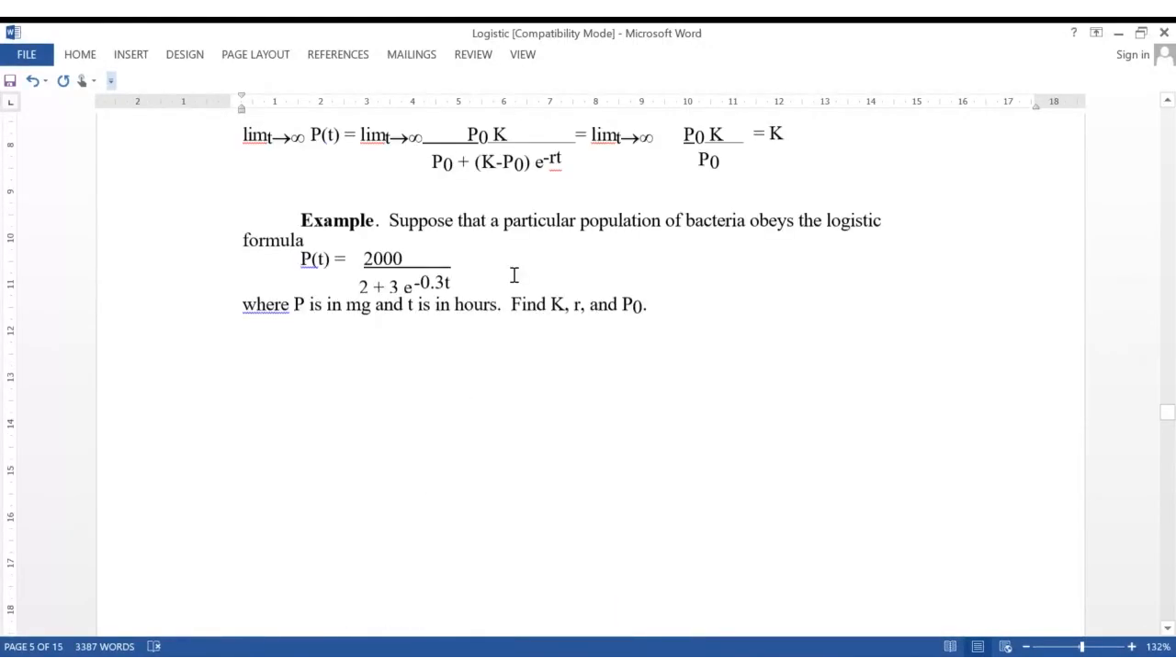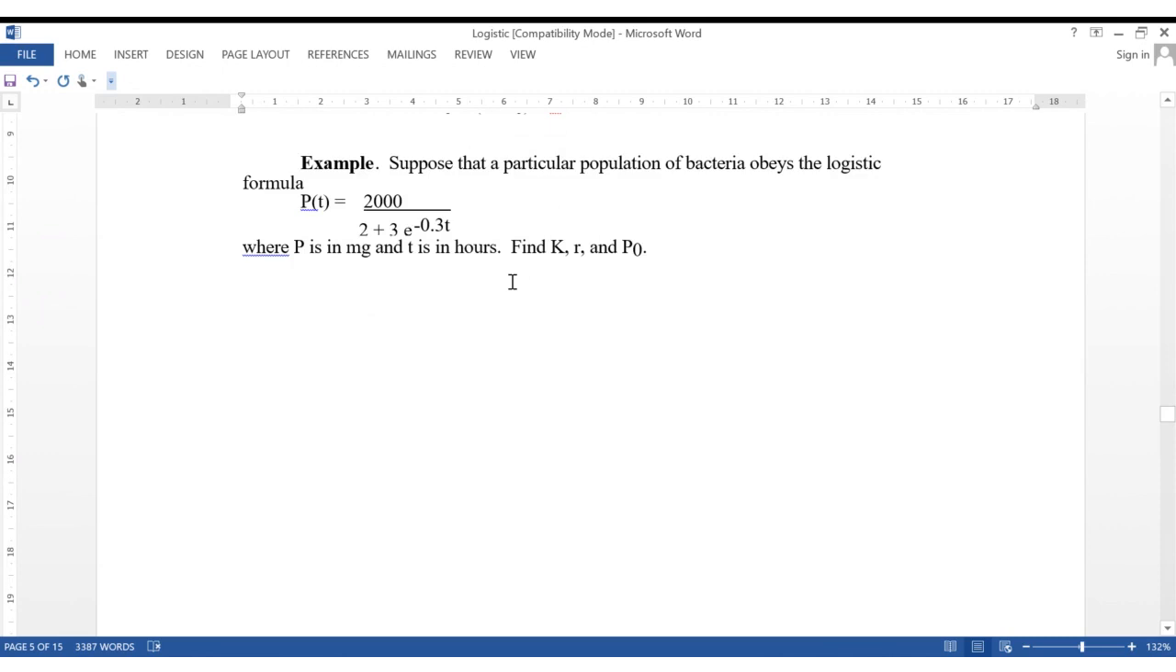Suppose that a particular population of bacteria obeys the logistic formula Pt equals T plus 3 exponential negative 3T, where P is in milligrams and T is in hours. Find K, R, and P naught. So let's first of all find K. We have said that for us to find K, we shall find the limit as T is going to infinity.